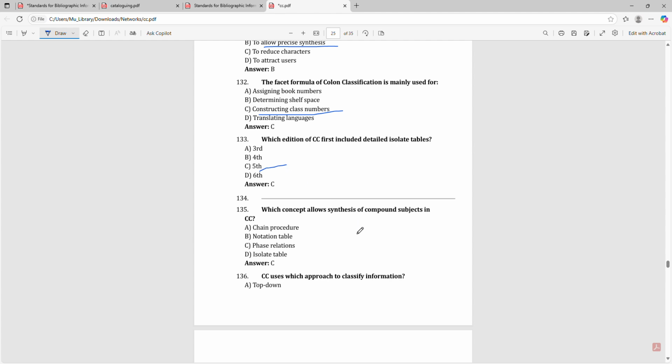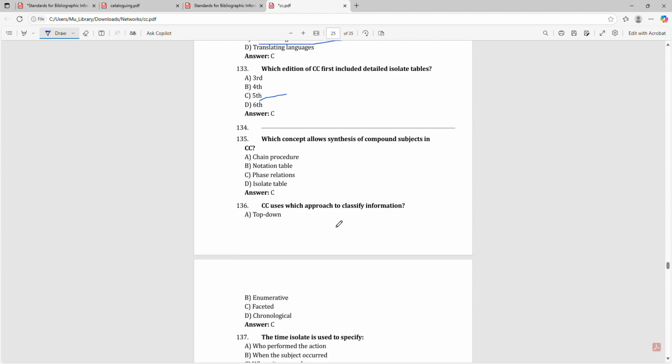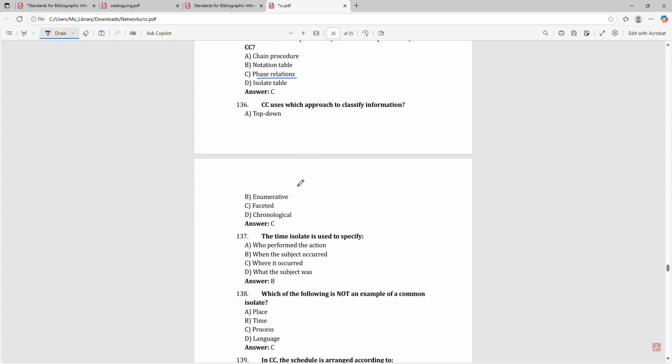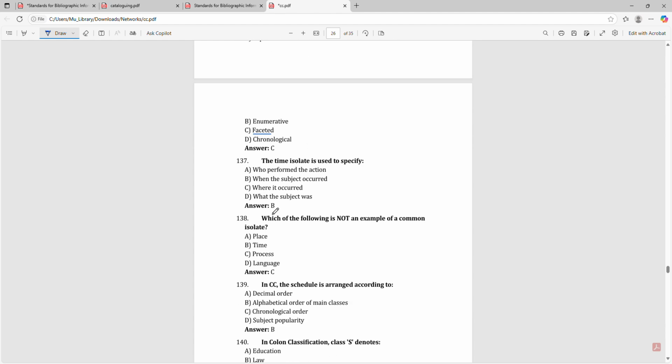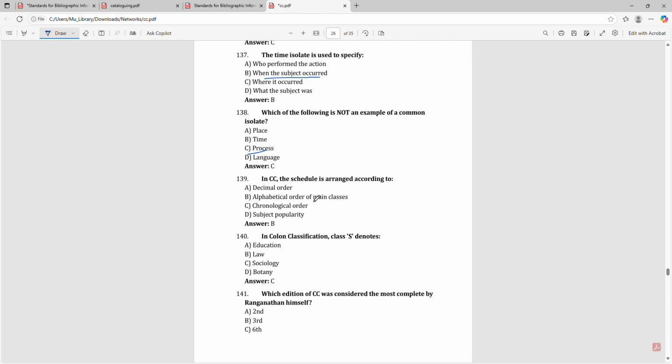Which concept allows synthesis of compound subject in CC? Phase relation. CC uses which approach to classify information? That is faceted. The time isolate is used to specify when the subject occurred. Which of the following is not an example of a common isolate? That is process. In CC, the schedule is arranged according to alphabetical order of the main class.